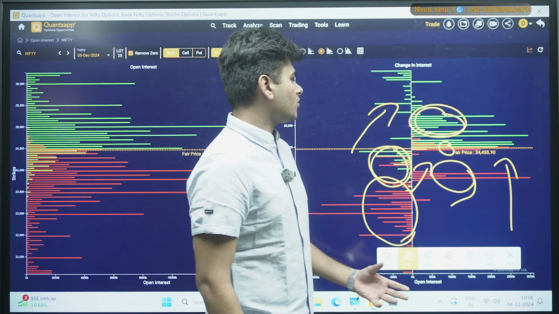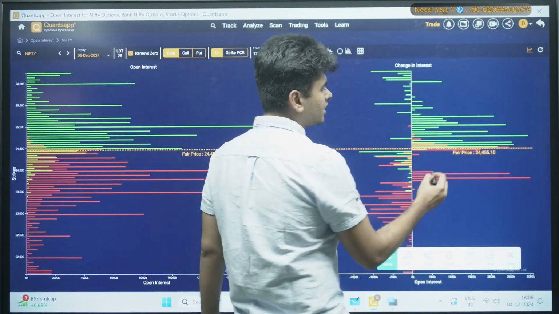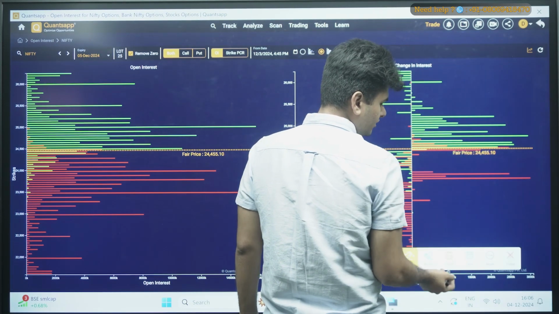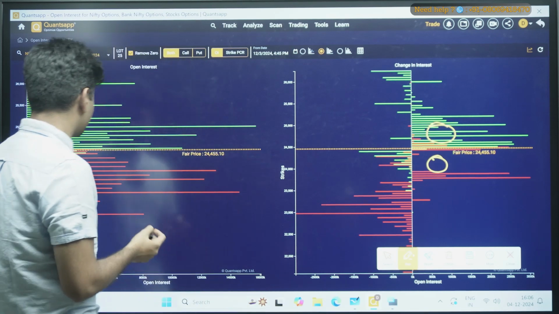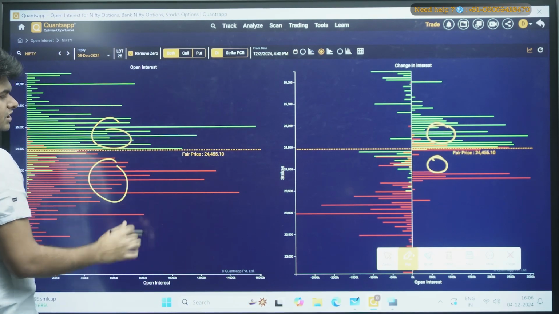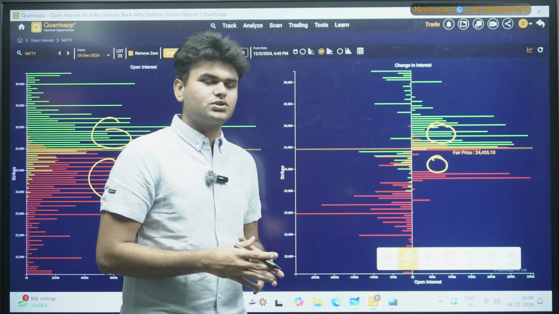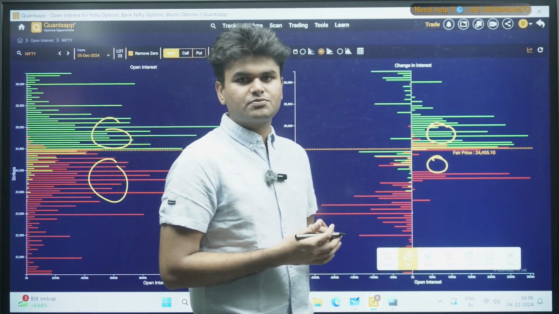But when we talk about tomorrow, as you can see, there are positions. On the call side we are also seeing good positions, and on the put side we are having decent positions here. So again we can have a bit of resistance on both sides, but in bullish conditions the market is having a bullish pattern.